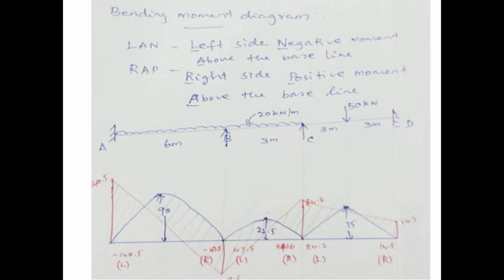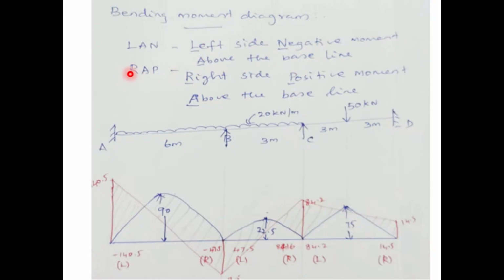So next, we have to draw the bending moment diagram. I'll give some clues for drawing it. Remember these two words, LAN, wrap. LAN: L indicates left side, N is negative moment, A is above the baseline. That means left side negative moment is above the baseline.